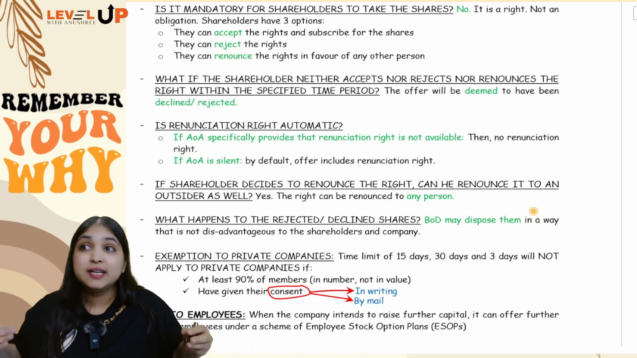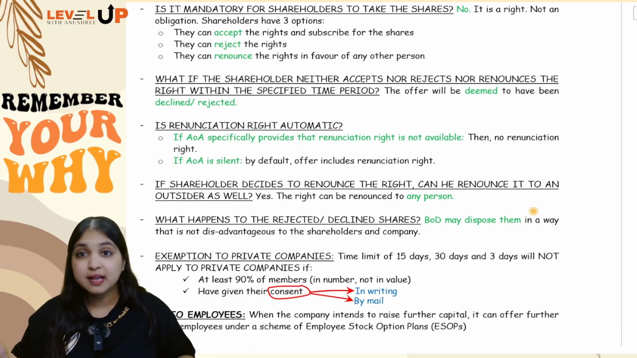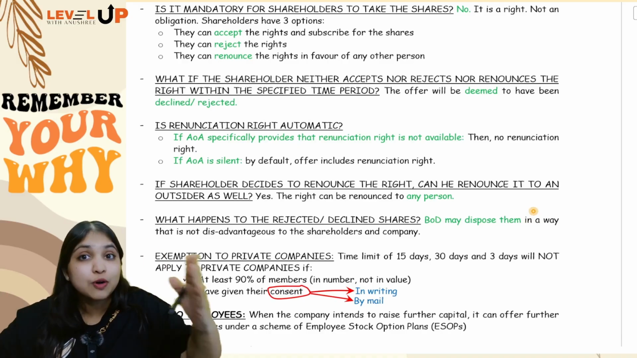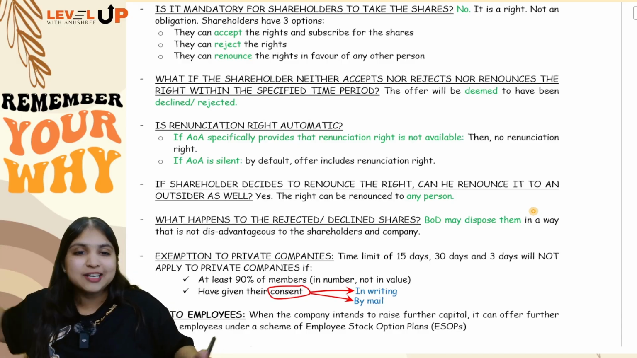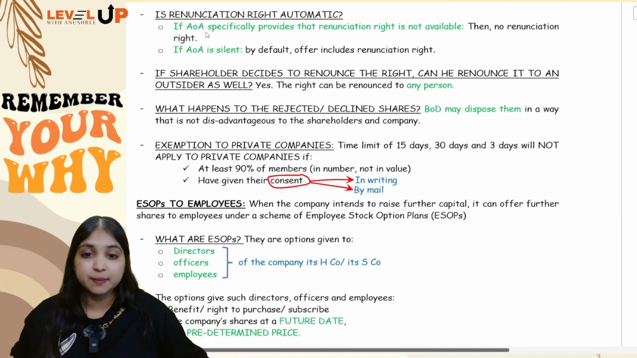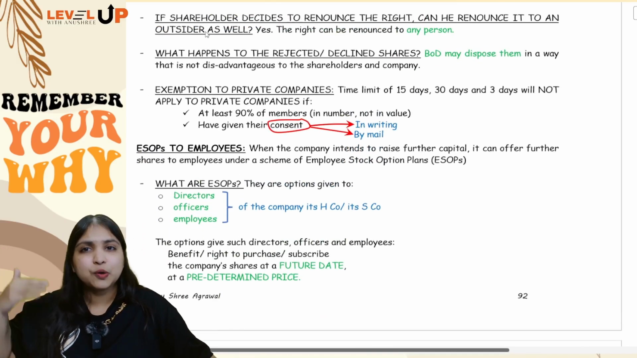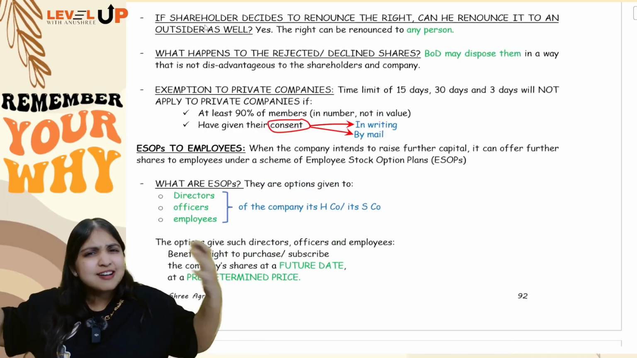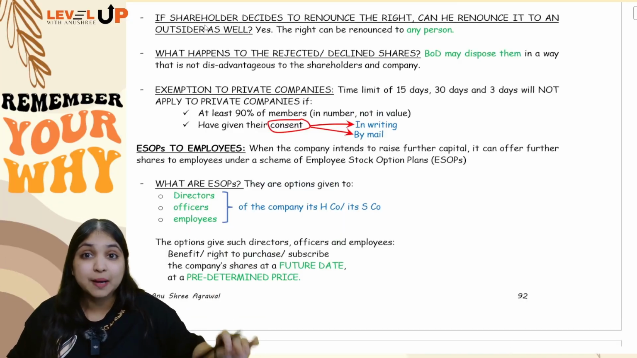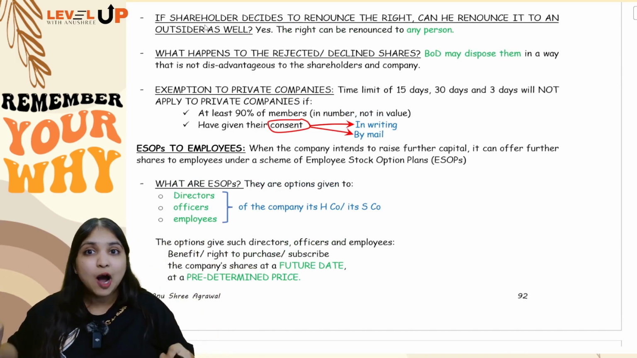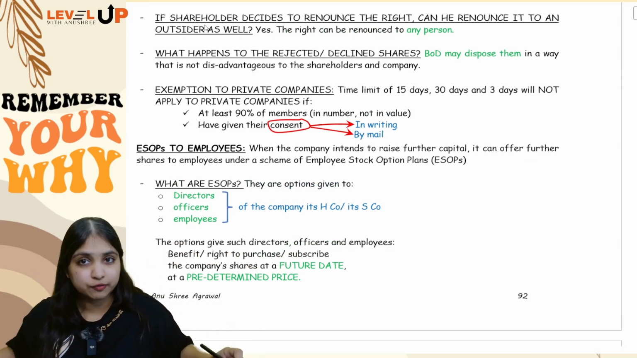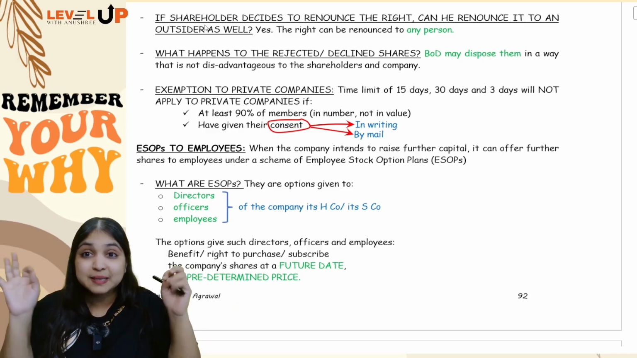Then we discussed, if the letter of offer is silent about renunciation, then by default shareholders, you do have the renunciation right. If the renunciation right is not available to you, it will be mentioned in the AOA. Only then it is not available. And lastly, we discussed that none of these time limits will apply to private companies, provided they get written consent or email consent from how many members? At least 90% of the members. Story over. This is it about rights issue.